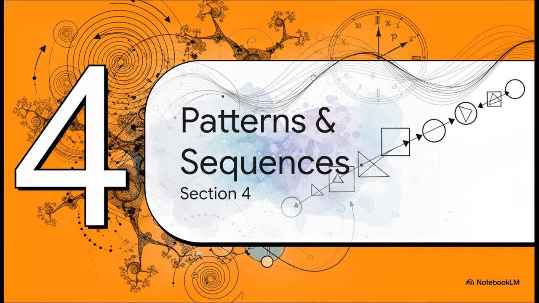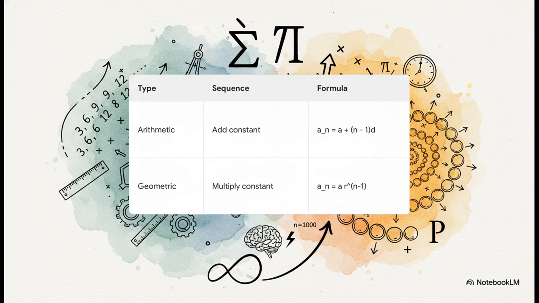Moving on to Section 4, predicting patterns and sequences. Now we're scaling up from finding a single hidden number to basically predicting mathematical futures. This neatly contrasts our two main types of sequences. First, the arithmetic sequence, where you just add a constant value to get the next number, kind of like counting by threes. And then the geometric sequence, where you multiply by a constant, like, say, doubling your money every day.